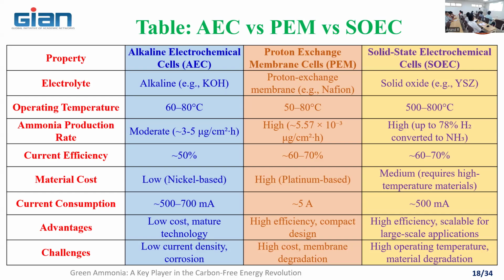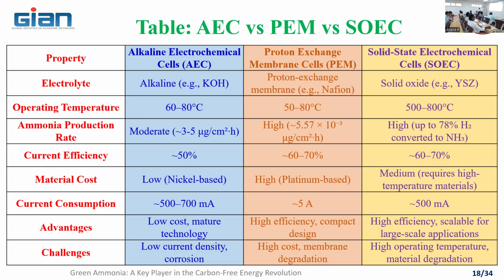The ammonia production rate is moderate here. Here it is very high for proton exchange, and the solid state is also very high. The material cost: the electrodes are made of nickel, here platinum. There are different materials. If you want to do research from a materials perspective on cathode and anode, there are a lot of scopes available. If you find some new materials which give performance equivalent to platinum or nickel, or better than that, your work may be appreciated.